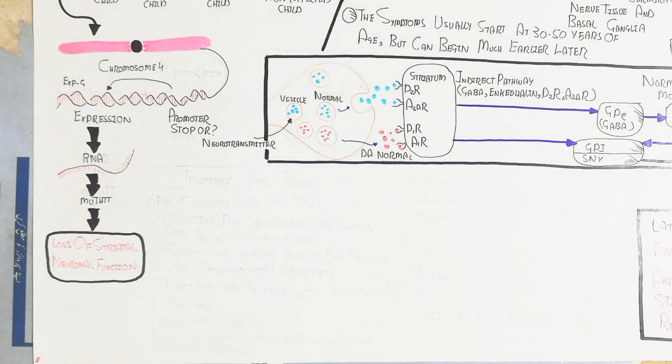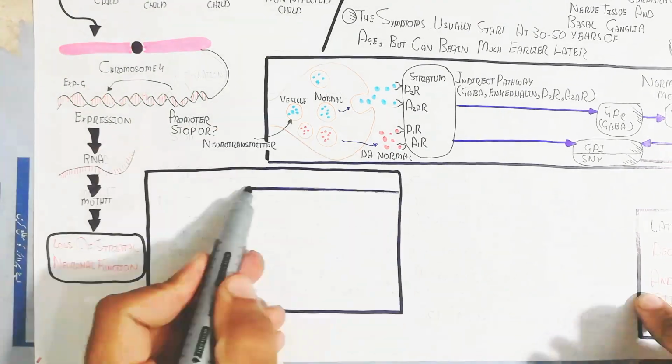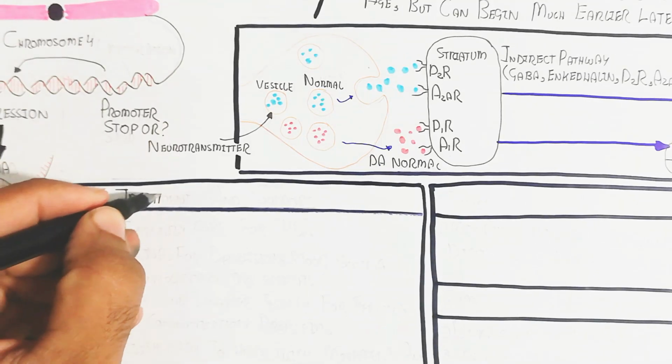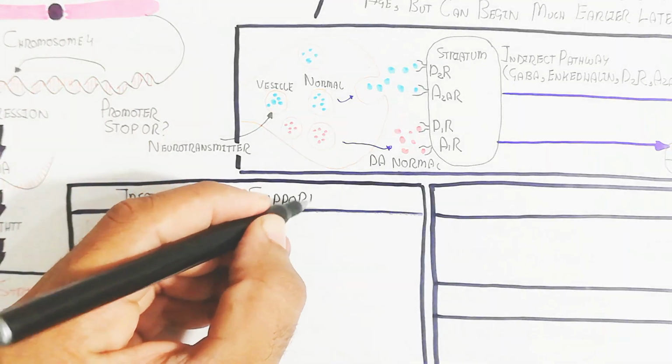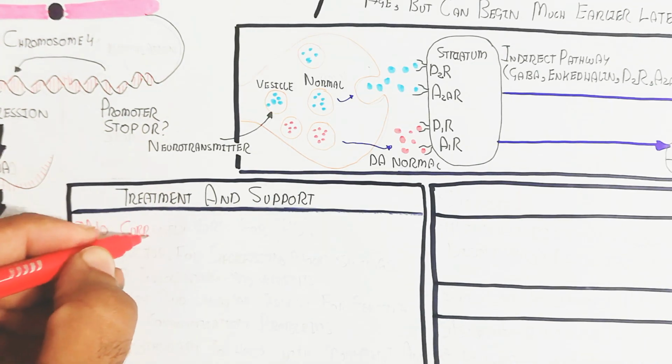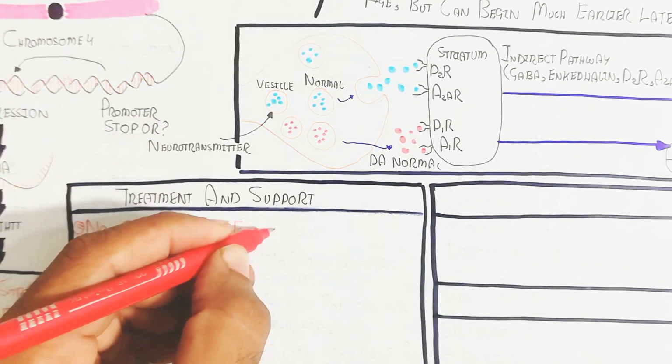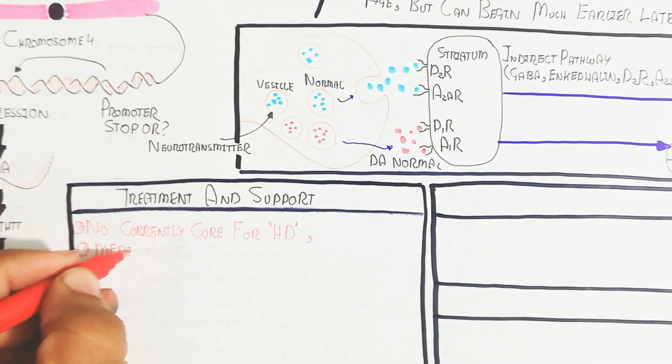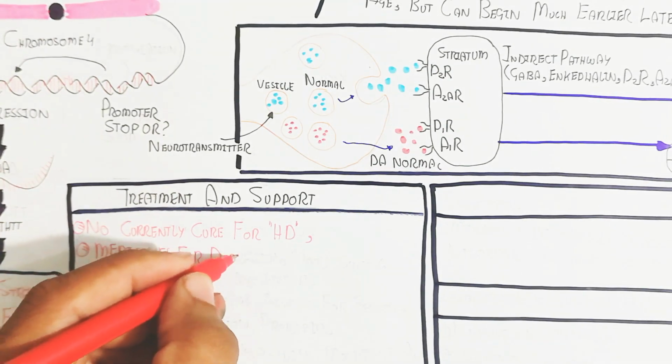So let's begin to understand the treatment. I hope you make sense about the normal function of the basal ganglia and the early stage and the late stage of HD. So let's begin to understand the treatment.